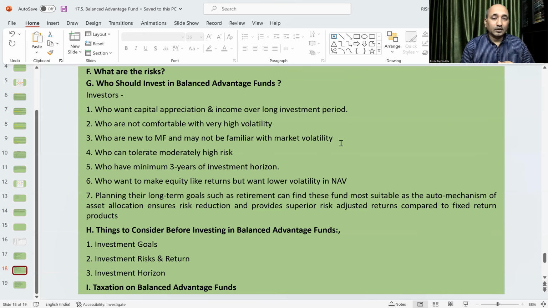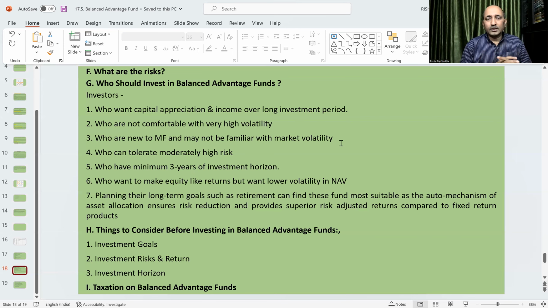Investors who can tolerate moderately high risk can invest here. Investors who are risk averse can invest only in debt funds. But those who have a little higher risk appetite can invest in balanced advantage. And people with high risk, of course, should invest in equity oriented funds. So moderately high risk people should invest in a balanced advantage fund.